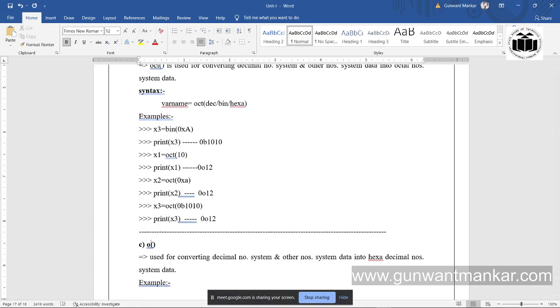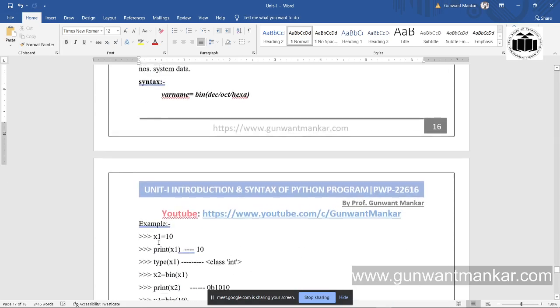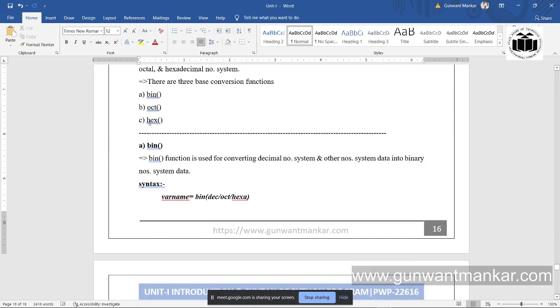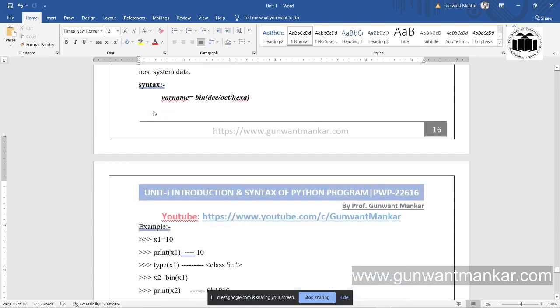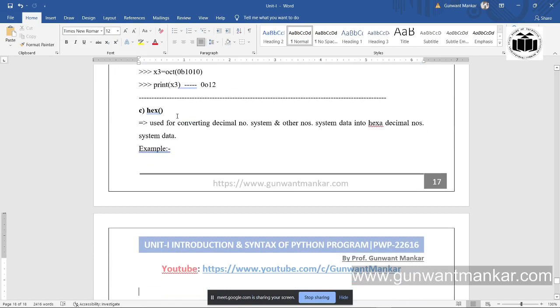Next one is what? Hex. Hexadecimal, the hex function is there. Okay, this is the bin function, oct function, and hex function. The third one is the hex function. So the hex function is used for converting the decimal number system and any other number system into the hexadecimal number system data.